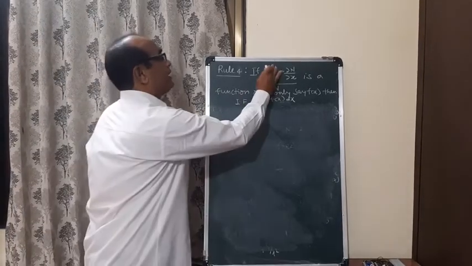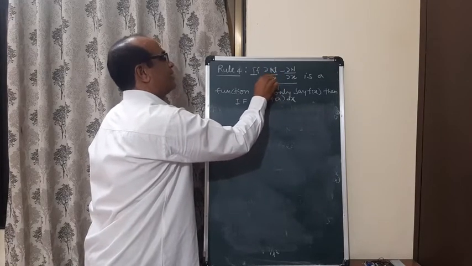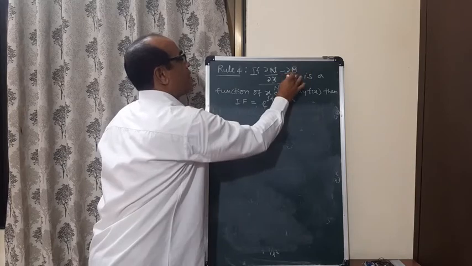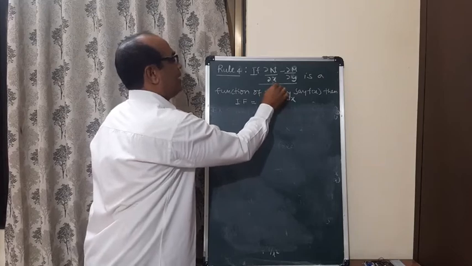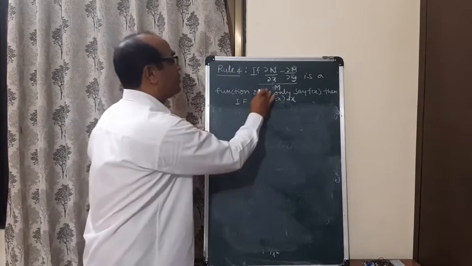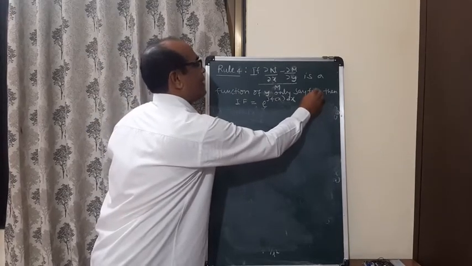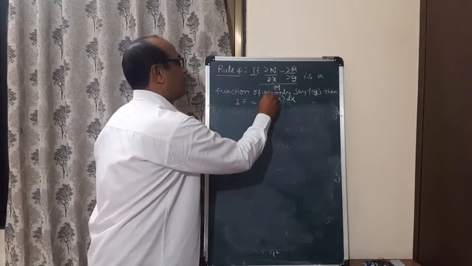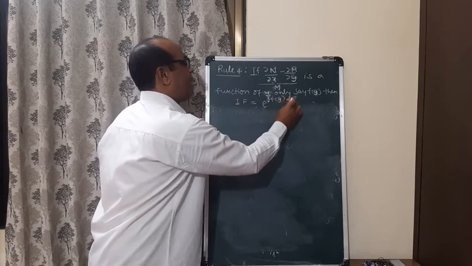Rule 4: we take ∂N/∂x, remember that, and here ∂M/∂y, the same way, and we take M instead of N. If this is a function of y only, say f of y, then the integrating factor is equal to e raised to the integration of f of y dy.